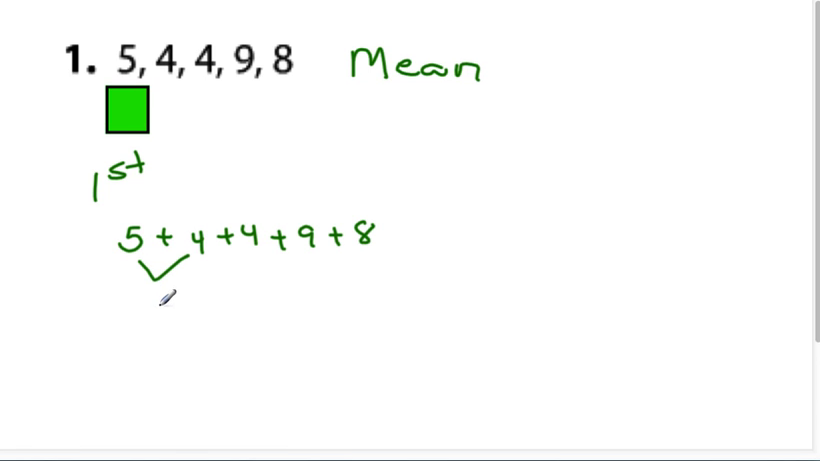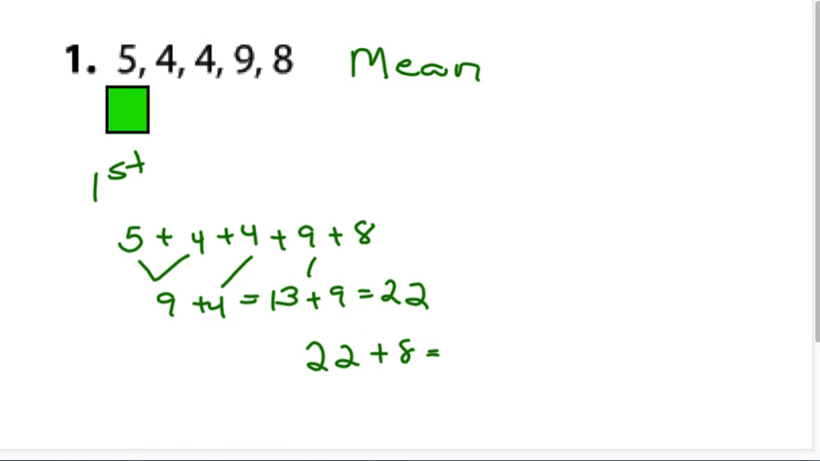We could say that 5 plus 4 is 9. 9 plus another 4 is 13. 13 plus another 9 is going to give us 22. And then, of course, 22 plus 8 equals 30. Now, this was not the standard algorithm, but you can see where I showed my work and how I got my final sum.